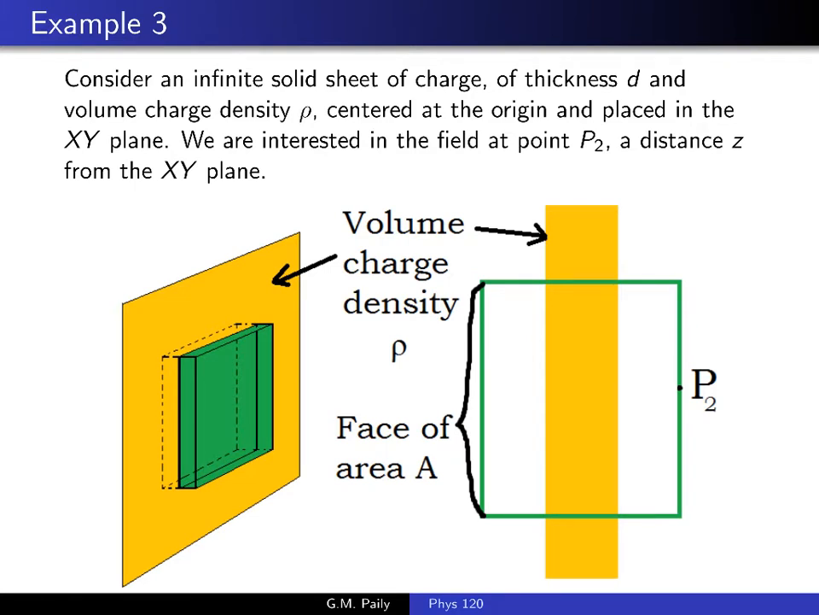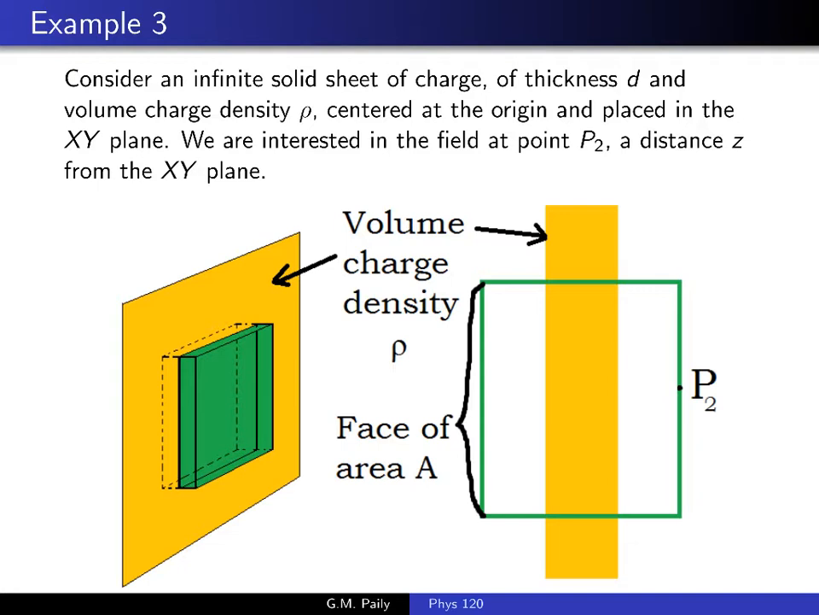Let us look at another example. Here we consider a solid sheet of charge. This sheet has thickness d and a volume charge density ρ. That is, ρ is the charge per unit volume. The sheet is centered at the origin and placed in the xy plane. We are interested in the field at point P2, which is a distance z from the xy plane.